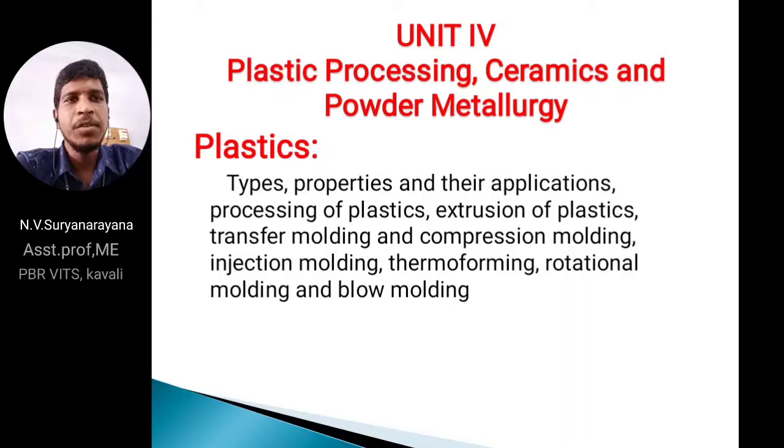Next, coming to unit 4, plastic processing, ceramics and powder metallurgy. First of all, what is plastic processing and the different types of plastic processing, properties and their applications, where we are using this phenomenon, and extrusion of plastics, transfer molding and compression molding, injection molding, thermoforming, rotational molding and blow molding. In this we know about injection molding and blow molding.